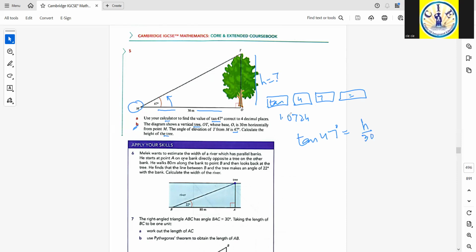And since we just calculated the tangent 47 value to be 1.0724, this is what I'm going to use in this case, and then I'm going to multiply this with 30 to have the value of h. The value of h is 32.2 meters. So that completes question number 5. I hope it would be clear.